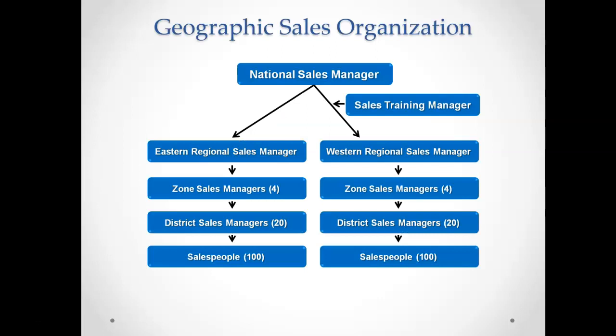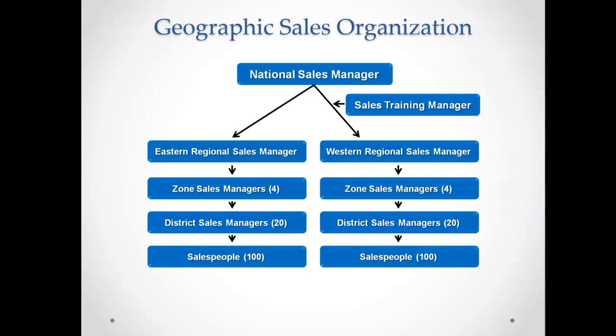So the first one we're going to talk about is a geographic sales organization. I think this one is pretty straightforward and easy to understand. In this one, you're divided by geography. So it may be east, it may be west. You can divide even further. It could be by county, it could be by city. There are a lot of different ways, but any type of organization divided by geographic location.